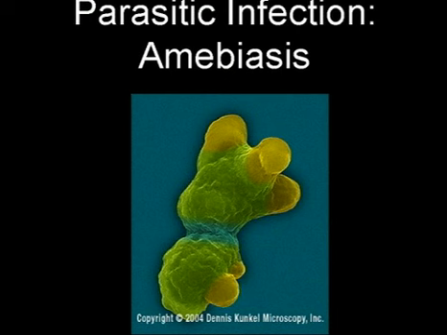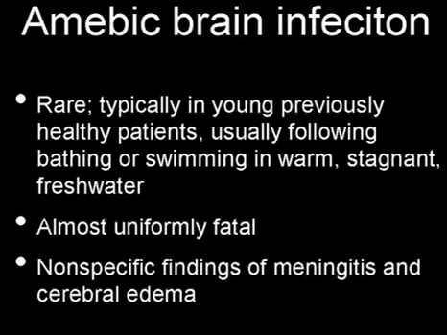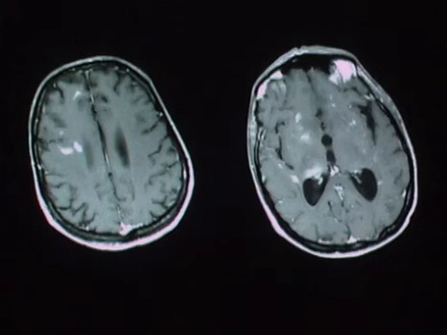Just some other illnesses. Amebic infection is going to be something that's pretty rare. The story is typically one of a young child who's been bathing in a freshwater lake and ends up with a meningoencephalitis type picture. These are almost uniformly fatal, and unfortunately we just have non-specific findings of meningitis and cerebral edema. This was a case that was proved on autopsy to be amebic infection of the brain, and basically just scattered areas of abnormal enhancement within brain parenchyma.